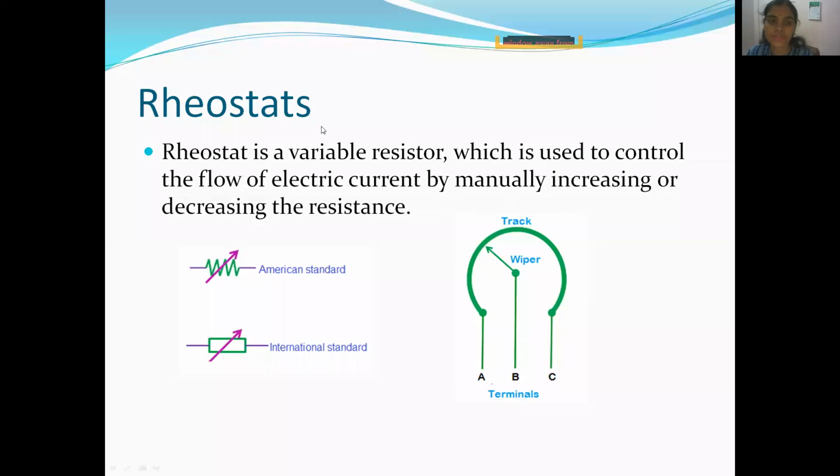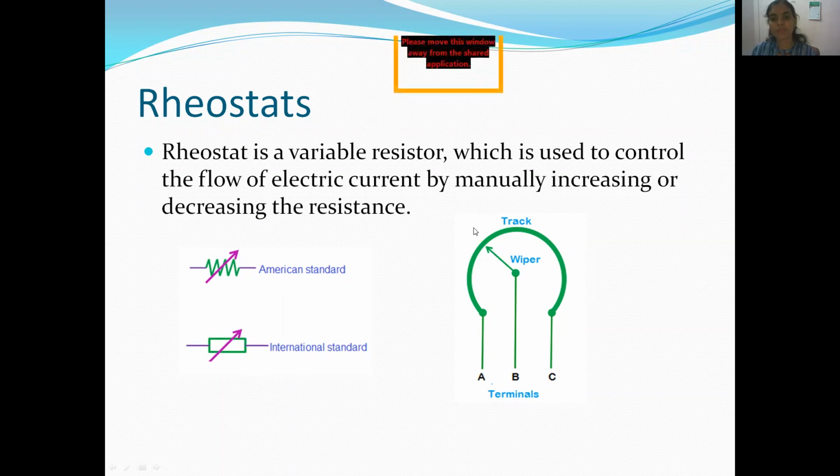Next is a rheostat resistor. Rheostat is a variable resistor which is used to control the flow of electric current by manually increasing or decreasing the resistance. See the symbols of rheostat resistor. American Standard symbol with zigzag lines with three terminals, and the International symbol a semi rectangle with three terminals.